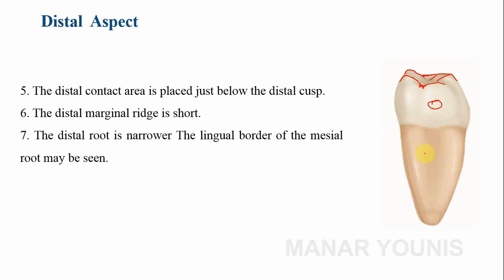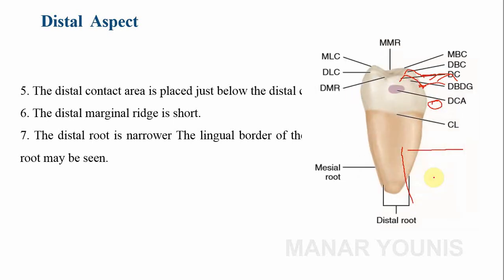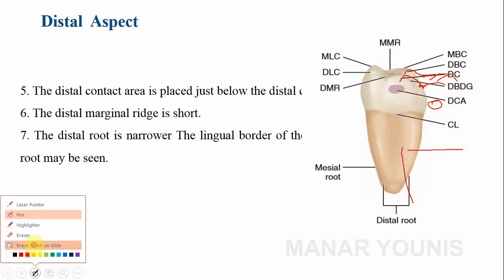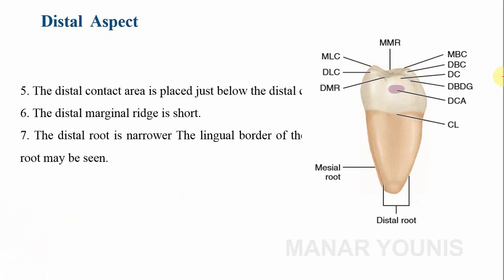The distal root is slightly narrower than the mesial root in buccolingual dimension. Therefore, the lingual border of the mesial root can be seen from this aspect. The root is smooth, or sometimes there is a shallow developmental depression, shallower than that found on the mesial aspect.